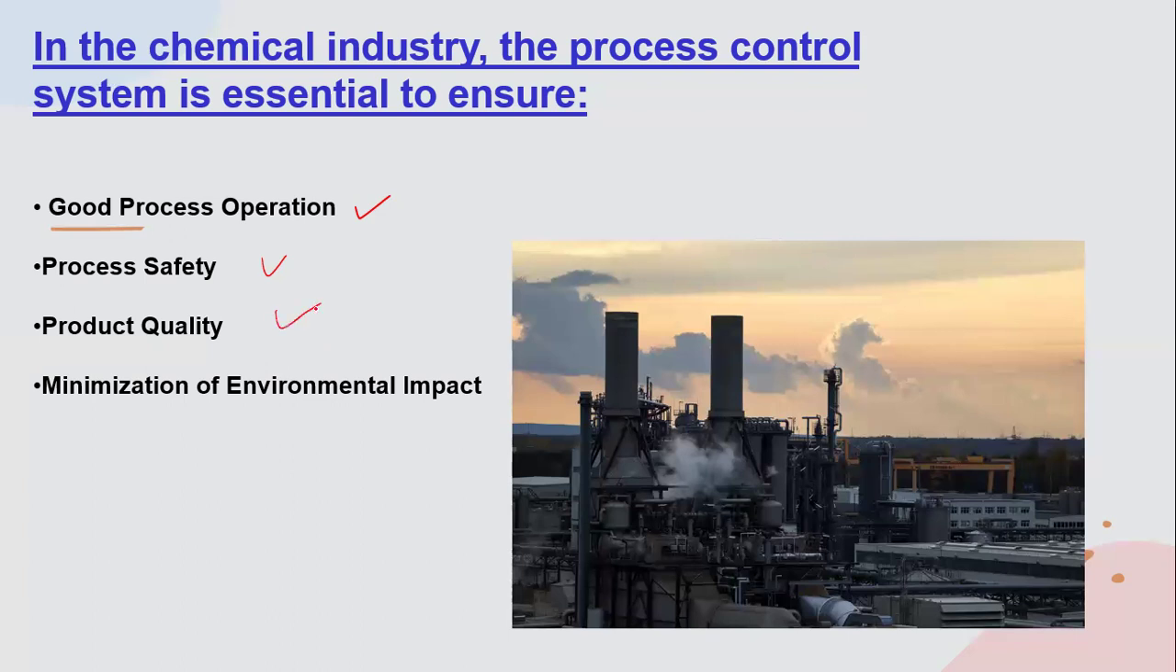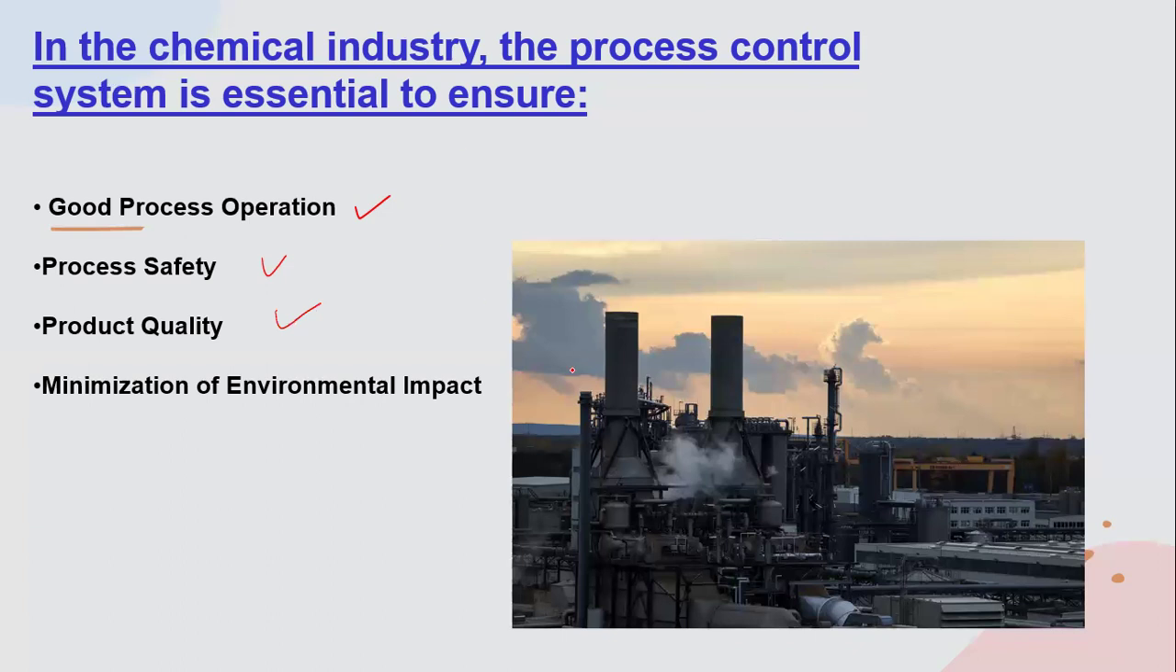Why is process control essential? Why is process control important? Because it gives the product quality. We need a high quality of the product. So that's why we need the process control. That's why the process control is very important in the chemical industry, right?